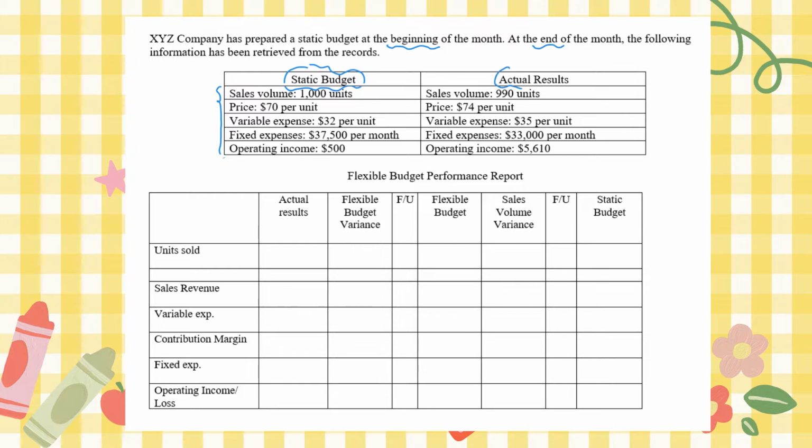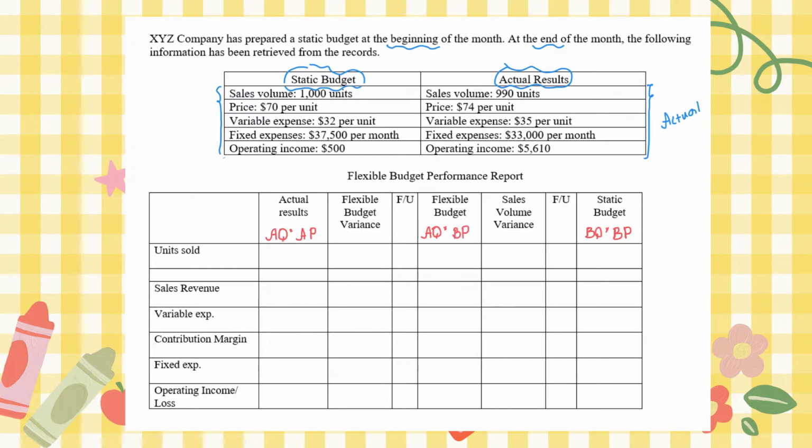So this is the actual results. These are actual numbers, okay, and these are the budgeted numbers, okay. So flexible budget performance report will look like this. We're gonna have three main columns, which is actual results, flexible budget, and static budget. Then we're gonna find the variances, flexible budget variance and sales volume variance.